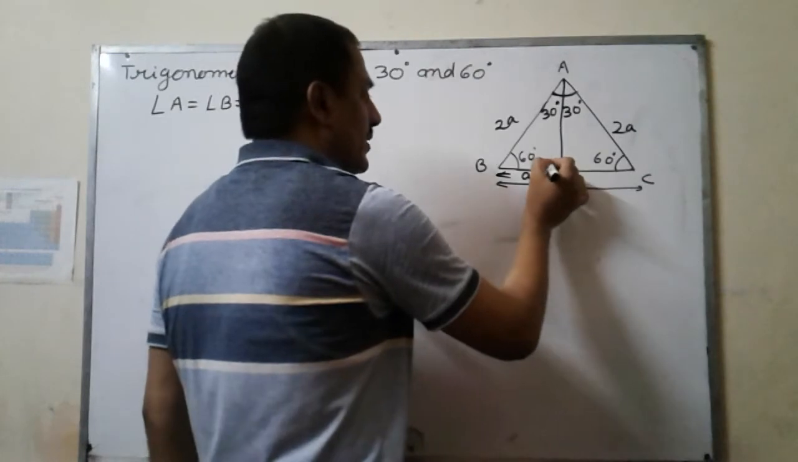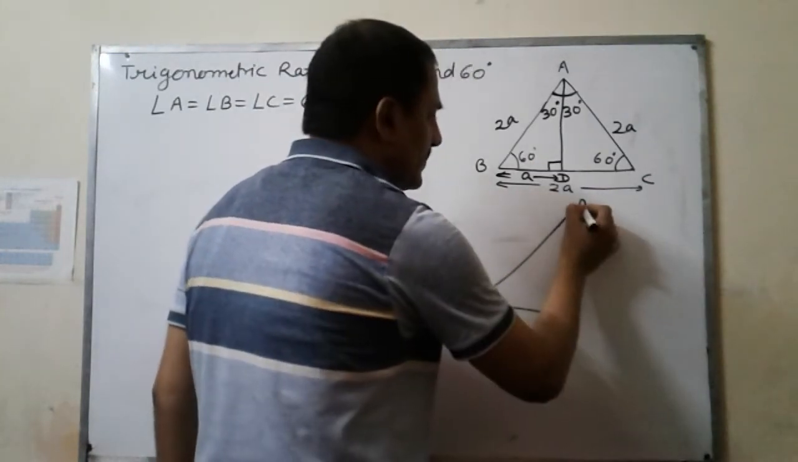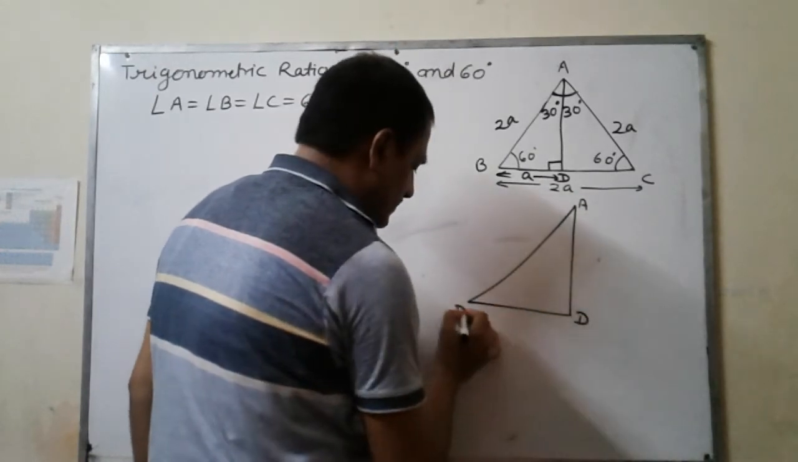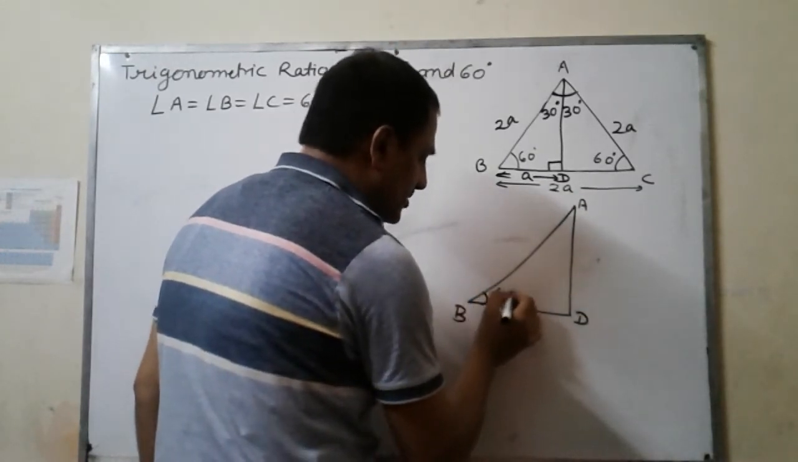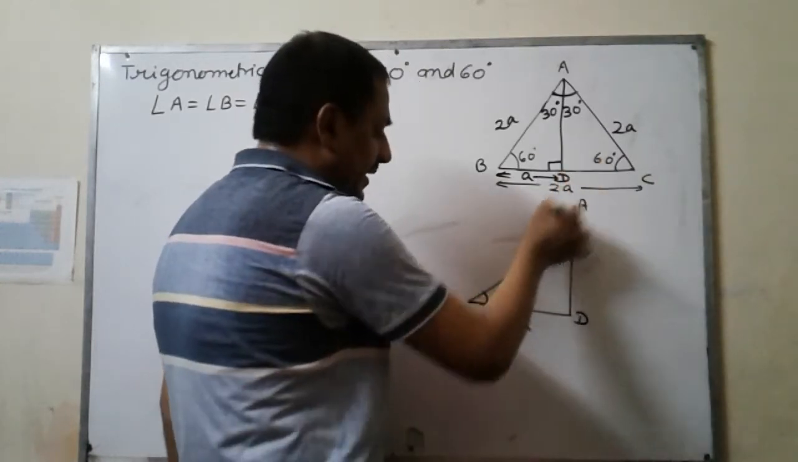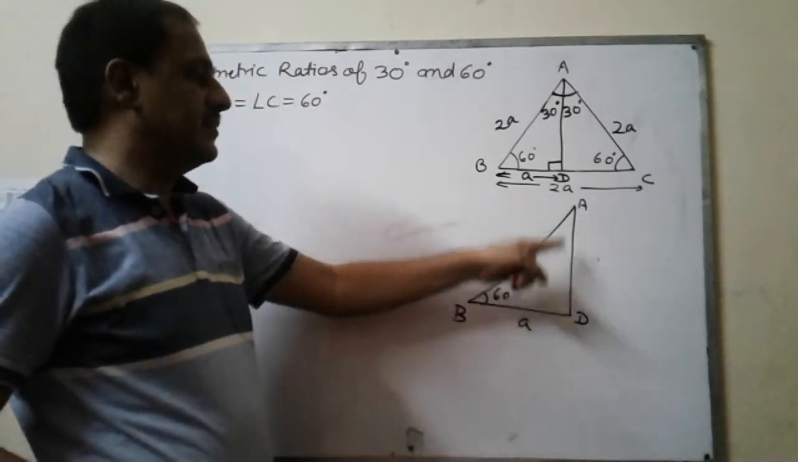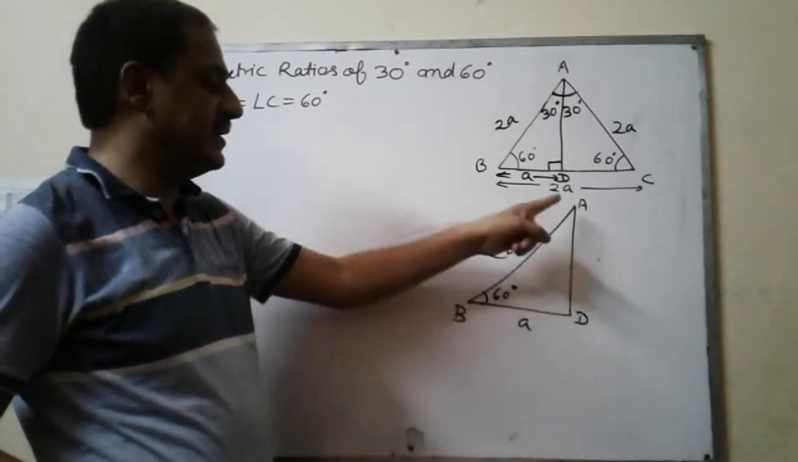Here AD is perpendicular on side BC. This is 60 degree. The length of BD is A unit and the length of AB is 2A unit. Children, can you find the length of AD?